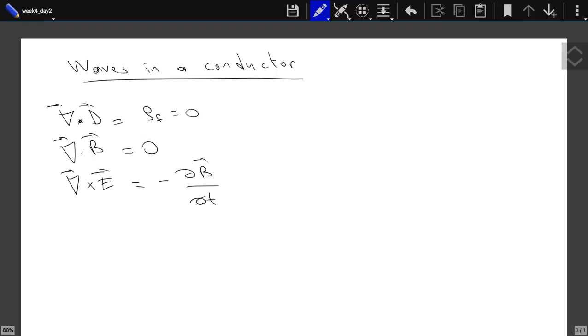Okay, so this equation doesn't change. And finally, curl of H is equal to J plus del D by del t. And this is J free. Now we have this J free, which in general will not be zero.